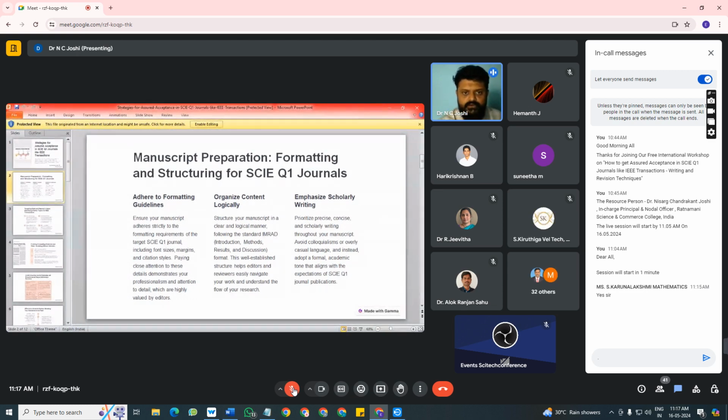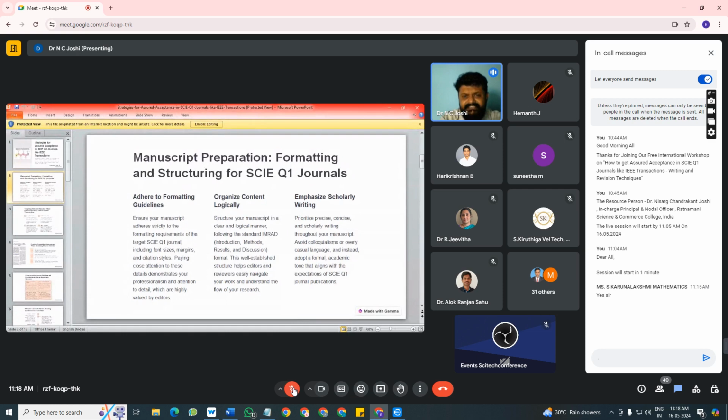If you want to do your research work well, you have to follow all the formats and guidelines of SCIE Q1 journals. What are the formatting guidelines? Generally, the guidelines are 12 font size, Times New Roman, and 1.5 spacing. These are the basic fundamentals of formatting guidelines. We have to follow them, because if we are not following the rules, we are rejected from these journals. So formatting guidelines are very important and are the main part of manuscript preparation.